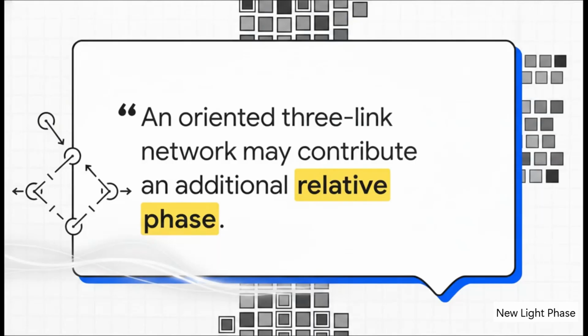He proposes that an oriented, weighted, 3-link interaction network might add a totally new relative phase to light. Now, it's really important to note that right now, this is a theoretical proposal. It's a brilliant idea waiting for an experiment, not a claim that it's already been proven in a lab somewhere.